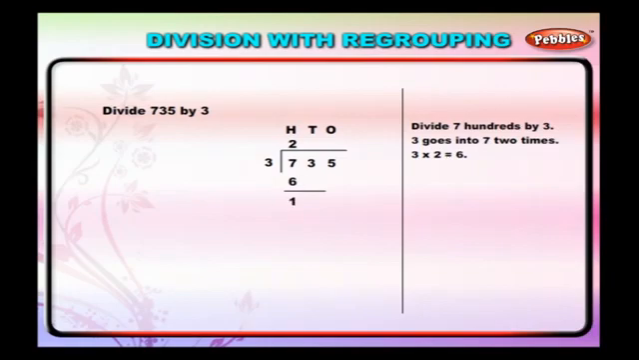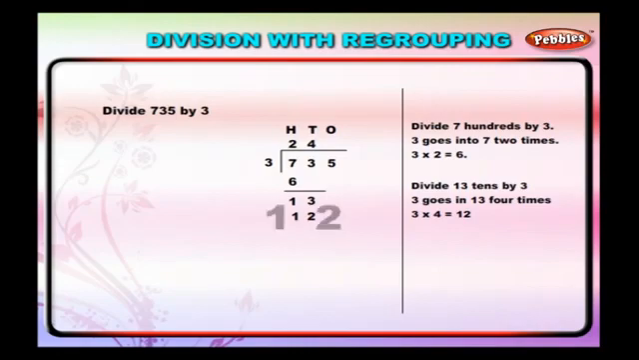Step 3. Bring down 3 tenths. Now 100 plus 3 tenths is equal to 13 tenths. Divide 13 tenths by 3. 3 goes in 13 4 times. 3 into 4 is equal to 12. Write 4 in tens place in the quotient and 12 below 13. 13 minus 12 is equal to 1.